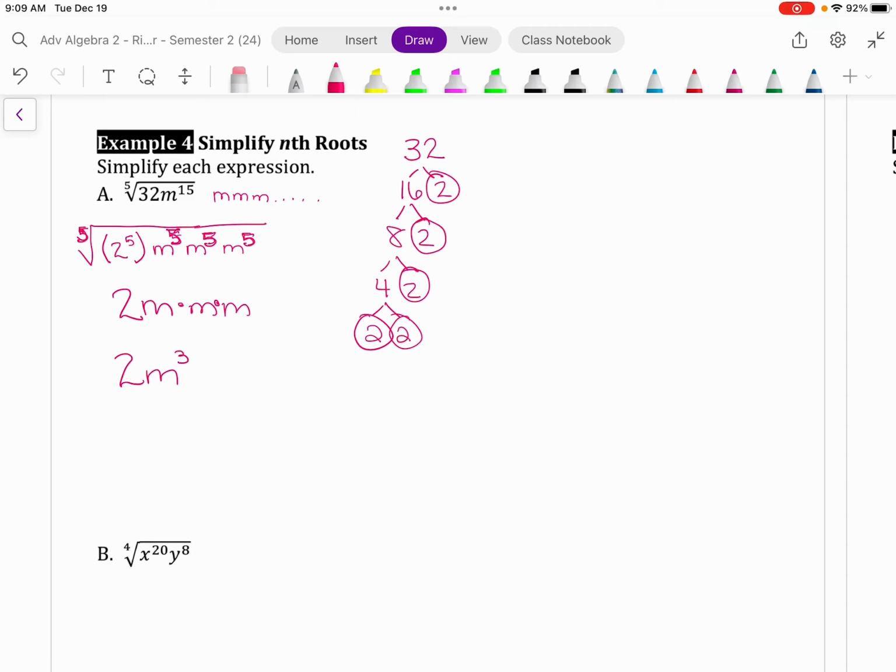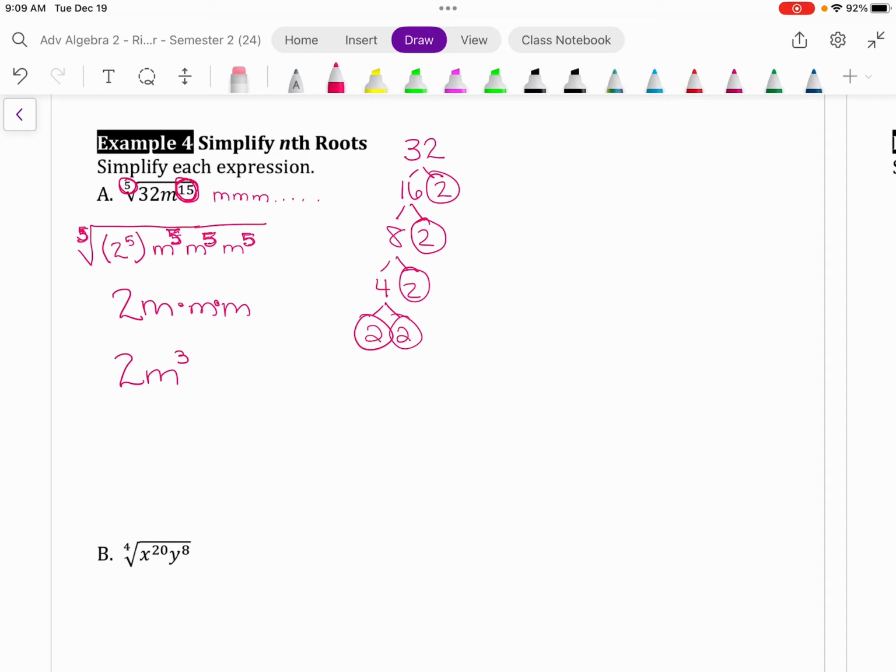Okay. For those of you that saw the pattern there and didn't need that broken down, really all I do is take this exponent and divide by whatever this is. So you could also think about, remember the rational exponent. It would be m to the 15th divided by 5, which is m cubed.